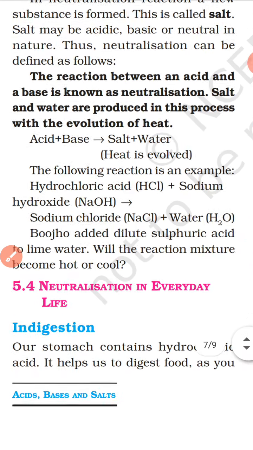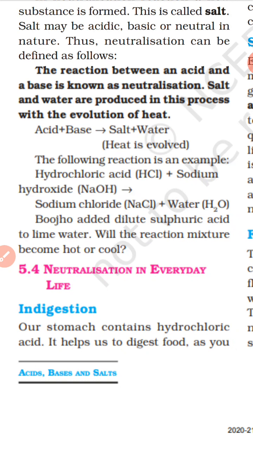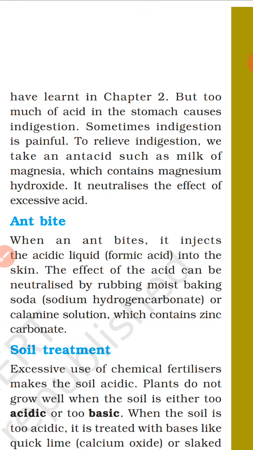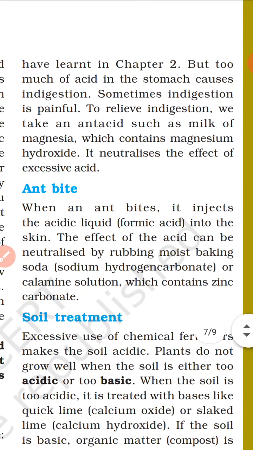Now we will go for 5.4 Neutralization in Everyday Life. सबके लाइफ में, एवरीडे लाइफ में न्यूट्रलाइजेशन किस तरह से होता है. So first one is indigestion. Our stomach contains hydrochloric acid. It helps us to digest food as you have learnt in chapter 2. But too much acid in the stomach causes indigestion. Sometimes indigestion is painful. To relieve indigestion, we take an antacid such as milk of magnesia, which contains magnesium hydroxide. It neutralizes the effect of excessive acid.